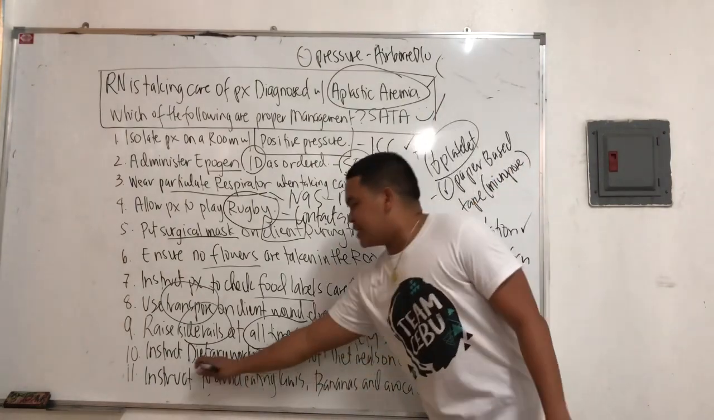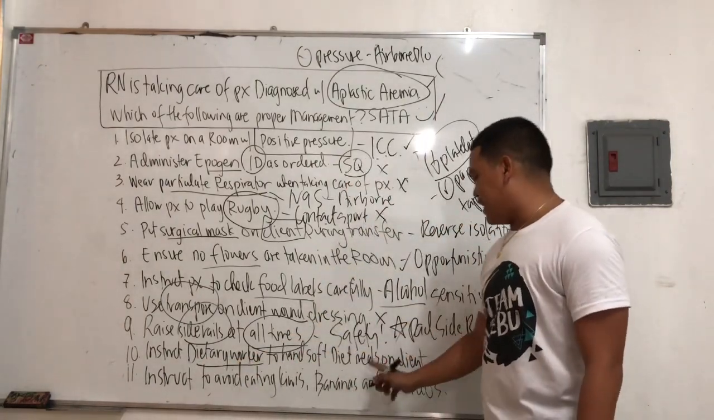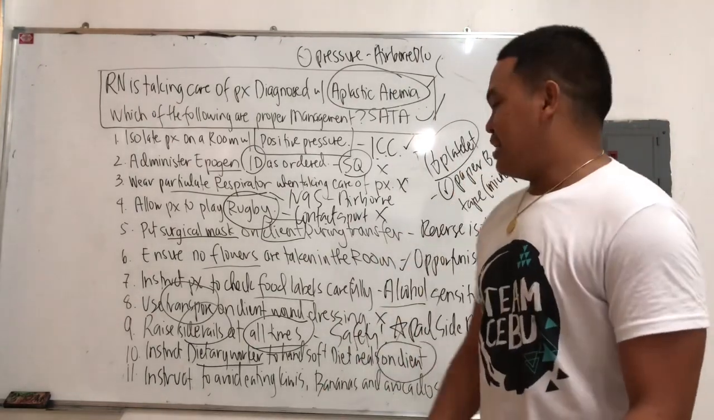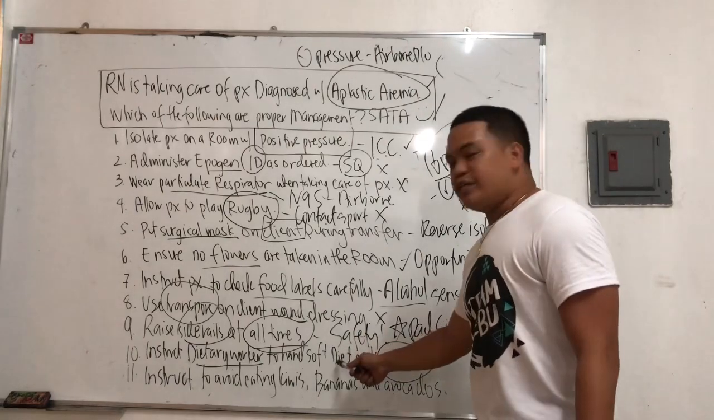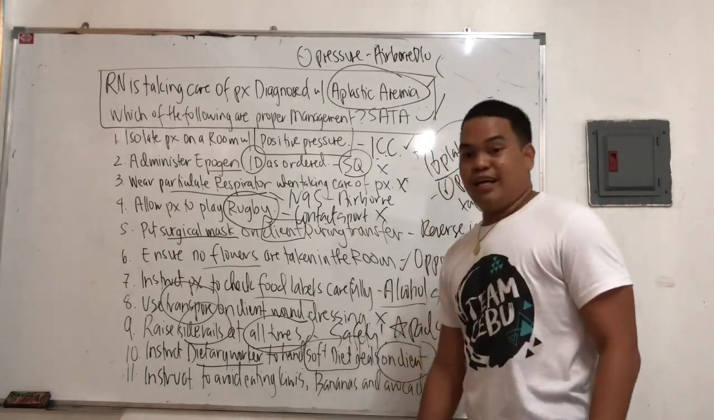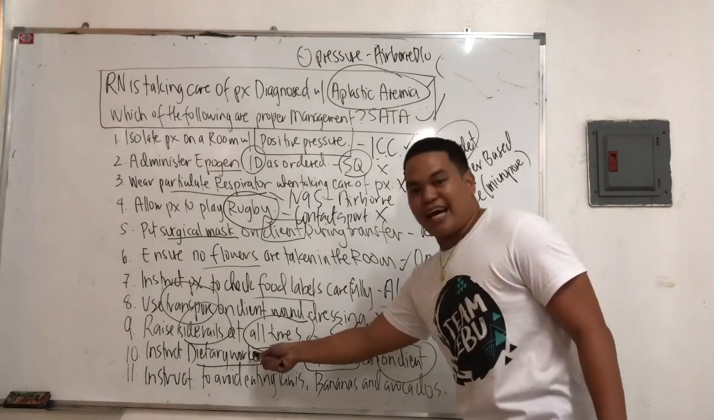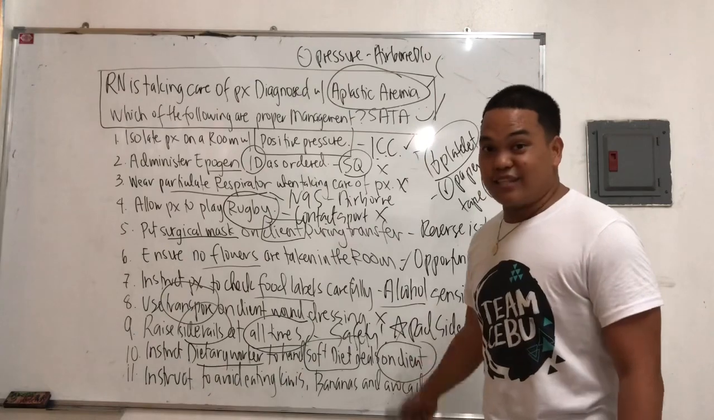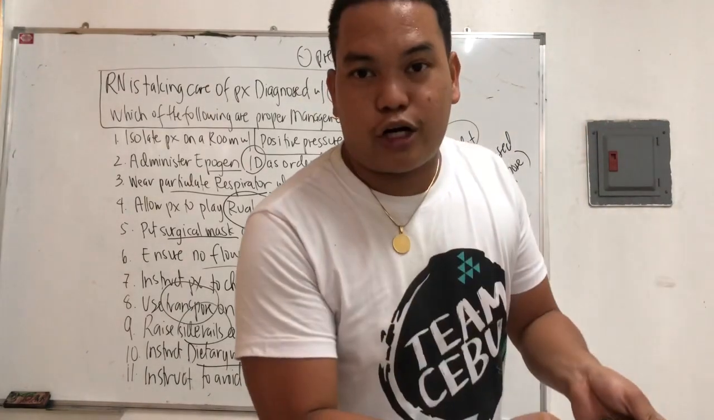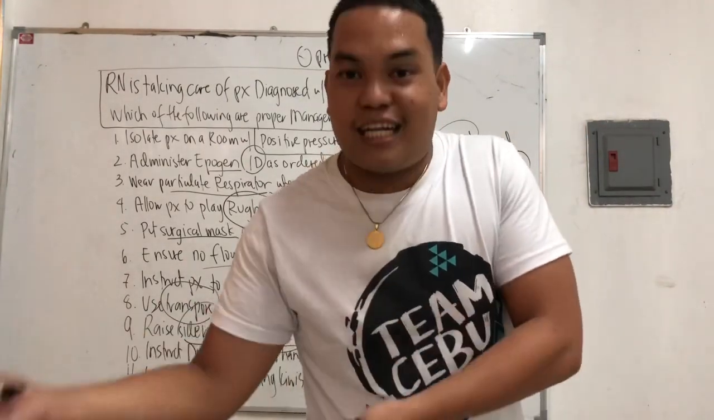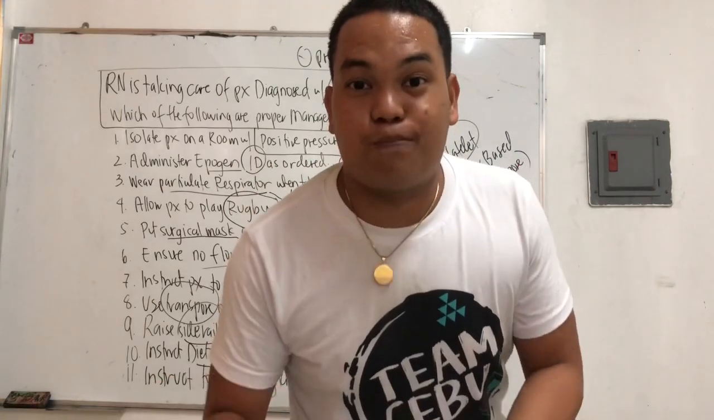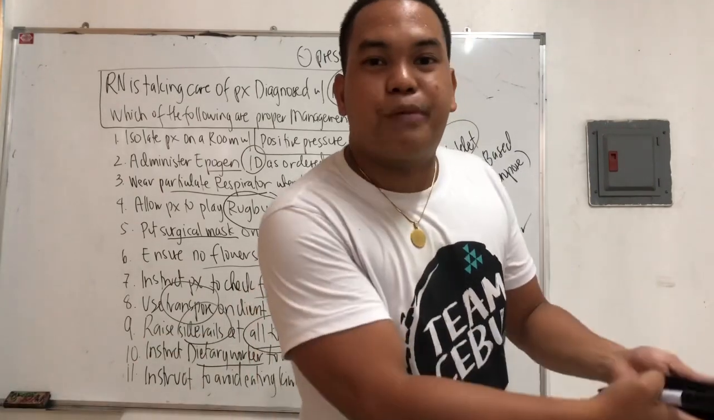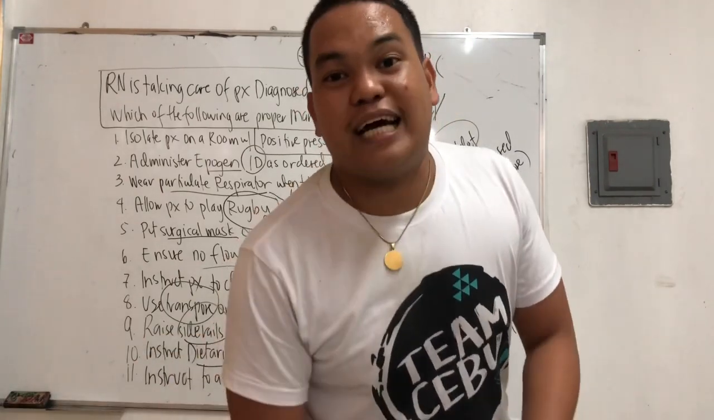Next, instruct dietary worker to hand soft diet meals to the client. Okay? So therefore, guys, this option is kind of confusing. The option is not about the soft diet. The option is about the dietary worker handing the meal tray to the client. So therefore, guys, if you let the dietary worker hand the meal tray to the client, that will only increase the exposure of the patient to other people. And exposing the patient to other people puts a higher risk of contracting infections.